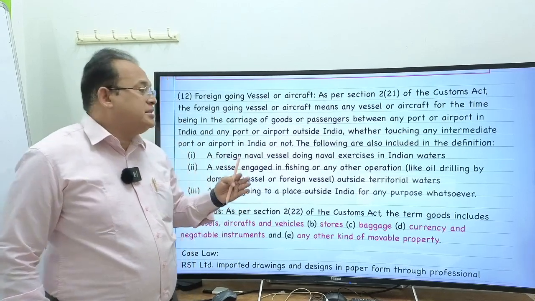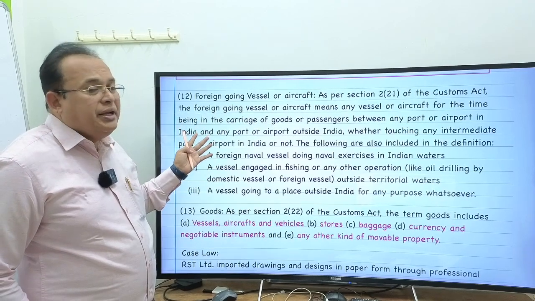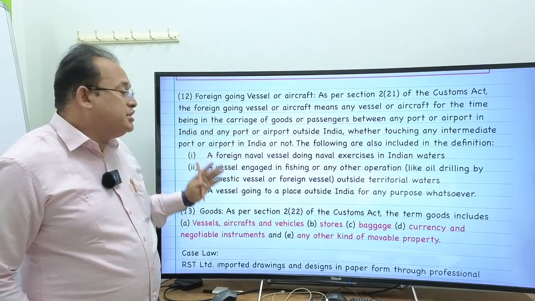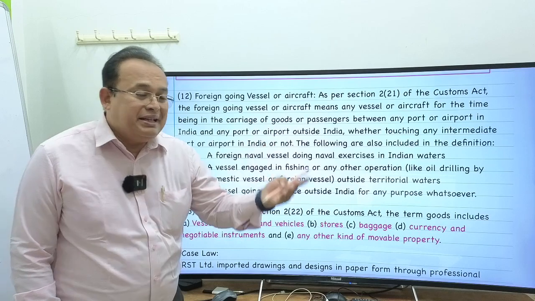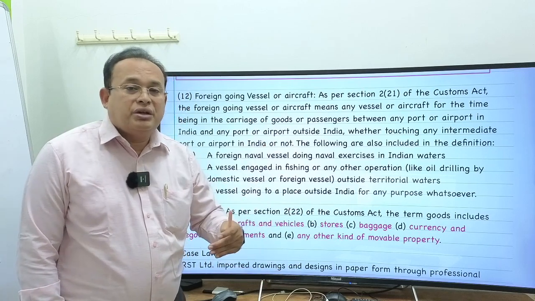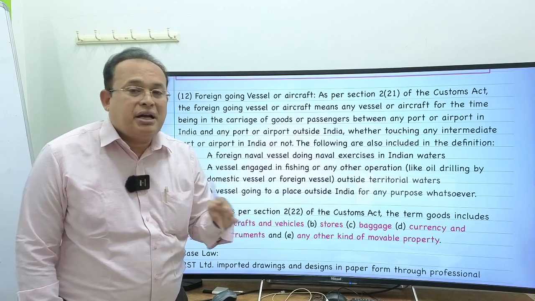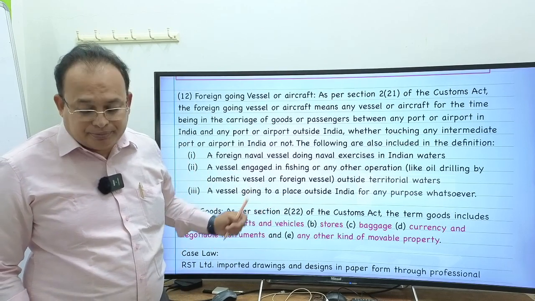In that case, no export duty or import duty is levied, because it is a foreign going vessel, which includes the fisherman going to catch fishes and bringing the fishes to the shore. Fishermen are not liable to pay import duty for catching the fishes and coming to the shore.